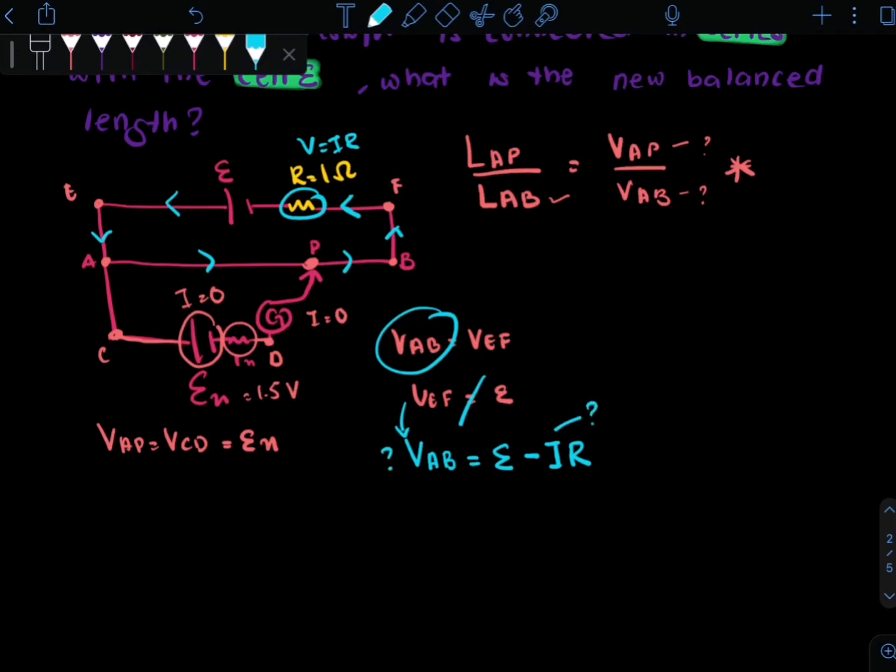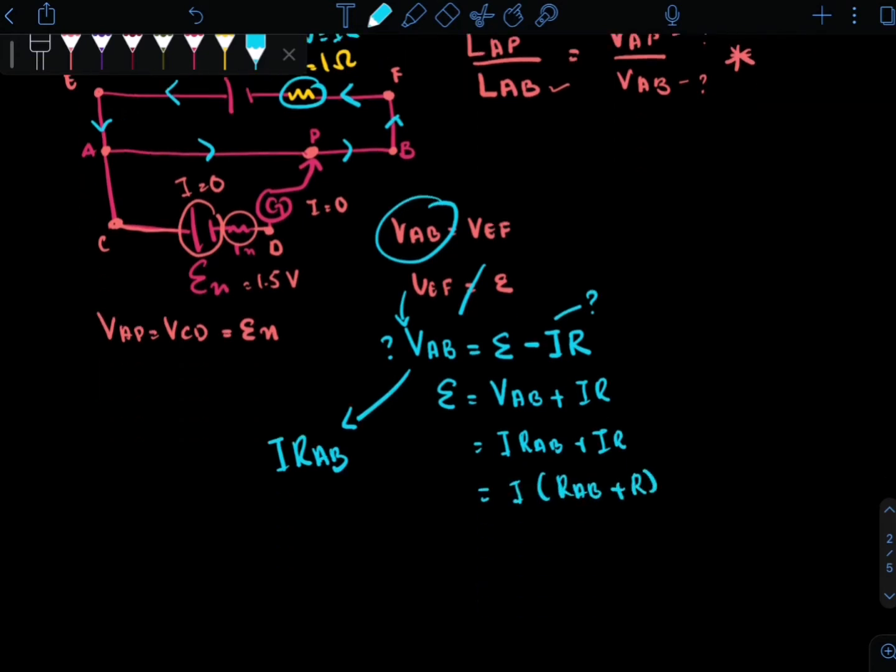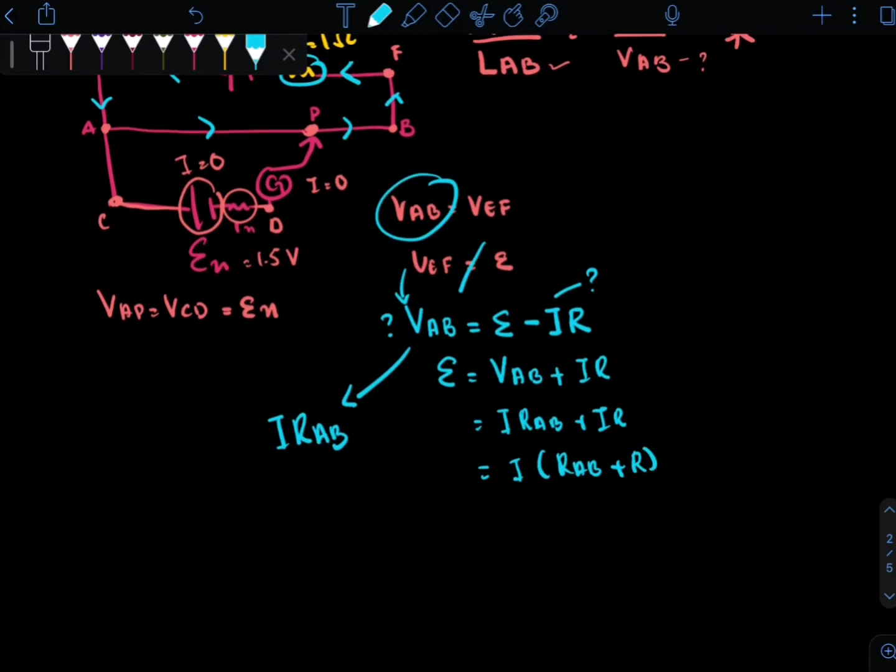However, we do not know the current that passes through the resistor juga. Kita tak tahu. Okay, kalau tengok current yang dekat circuit sini adalah current yang sama. As you can see, kita sebenarnya ada dua resistor dekat sini. Resistor sini dan juga resistor sepanjang-panjang AB ini. So VAB is actually I darab dengan RAB dekat sini. Okay, current yang lalu RAB sama je dengan current yang lalu resistor ini. So if I rearrange this equation, EMF is equals to VAB plus IR. VAB adalah I, RAB plus IR. So I factorize I yang sama, RAB plus R. Saya boleh cari nilai current dulu.